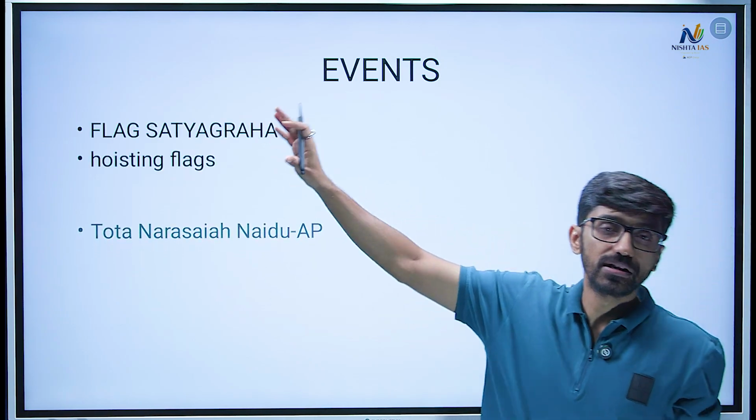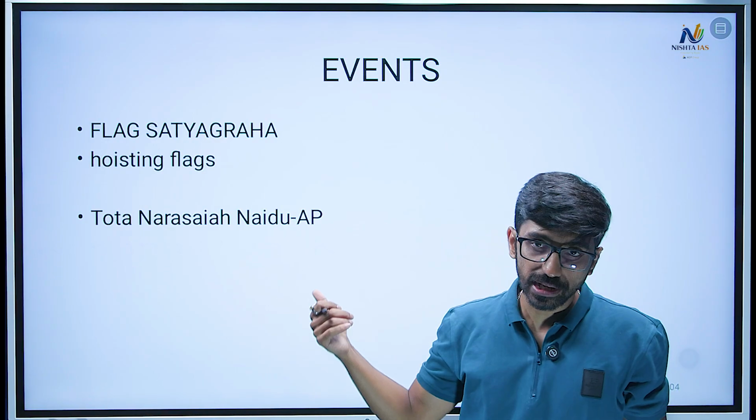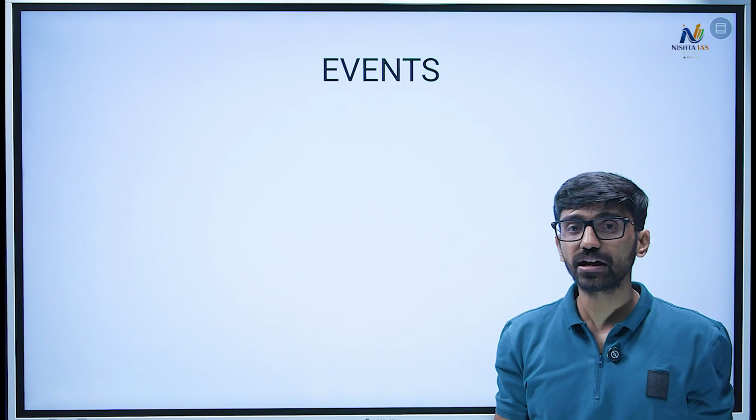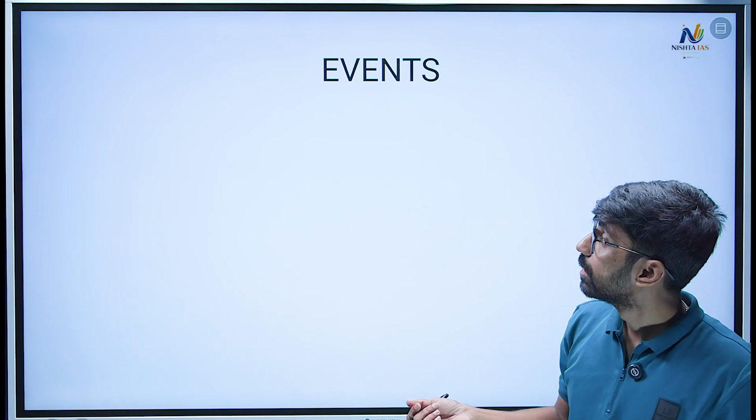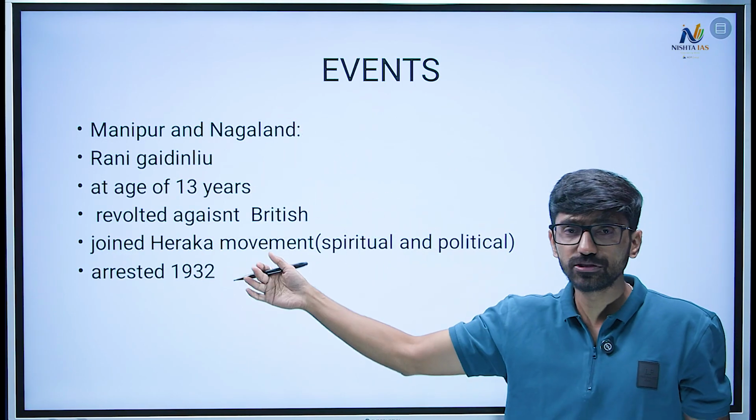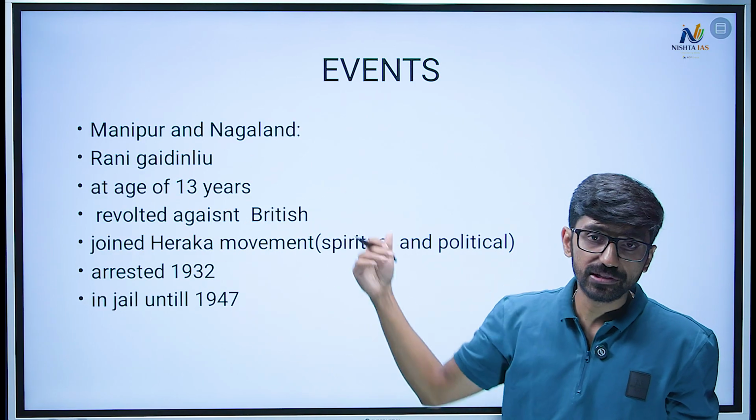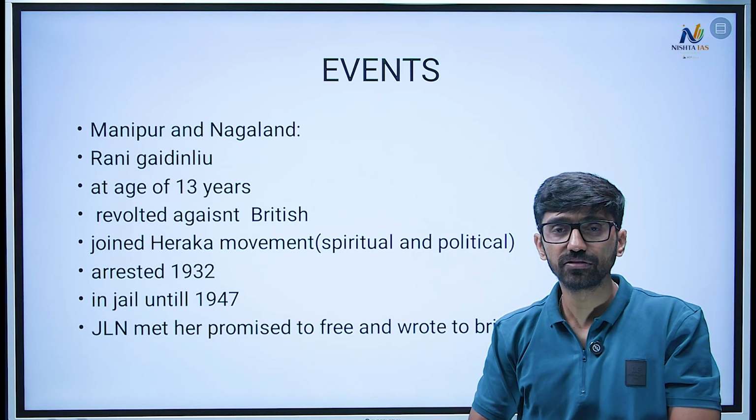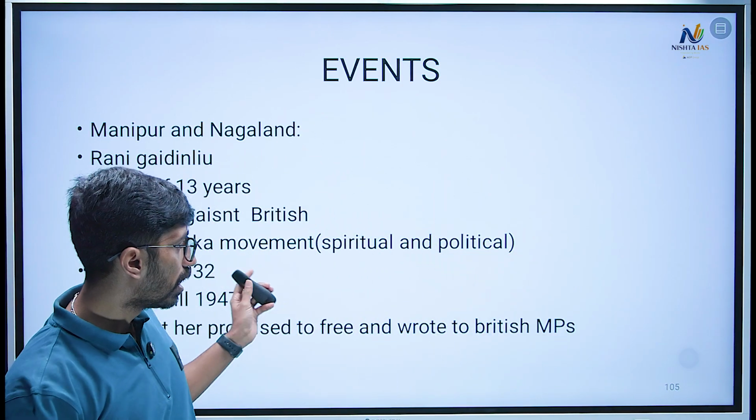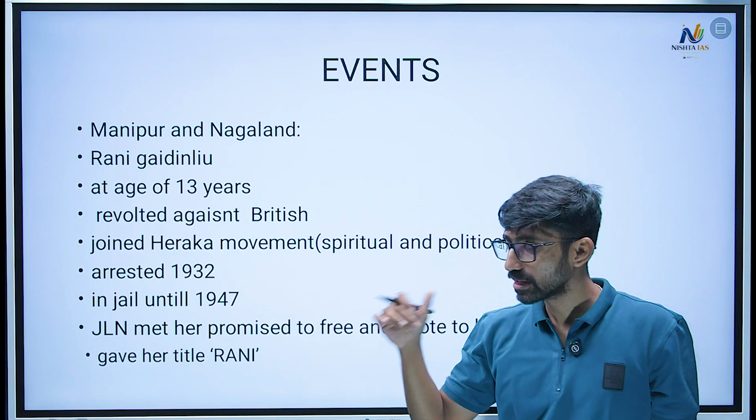Okay, some more events. Flag Satyagraha. Hoisting of flags was banned, and that is the reason flag satyagraha started in Andhra Pradesh by Tota Narasimha Naidu, and P. Krishna Pillai in Kerala. So they started hoisting flags against the British rules and regulations. Then Manipur and Nagaland: a 13-year-old kid, Rani Gaidinliu, revolted against the Britishers, and she joined the Heraka movement, a spiritual and political movement. She was arrested in 1932. She was given the title Rani by Jawaharlal Nehru, and she was in jail until 1947. She was only released after independence. And Jawaharlal Nehru wrote letters to British MPs to put pressure on them to release Rani Gaidinliu too. So he is the one who gave her the title Rani. I told you that one.